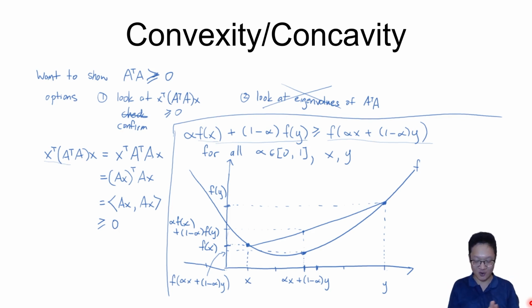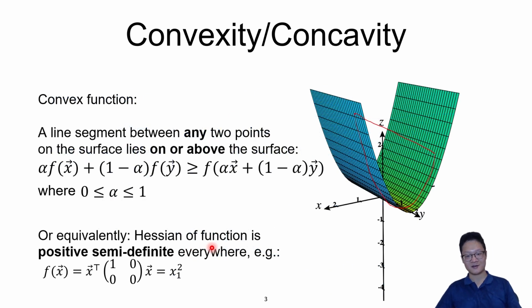Roughly speaking, this will always happen whenever you have a function that opens up. If you have a bowl-shaped function that opens up, you can always draw a line between any 2 points on the function, and that line will lie above the function. Of course, this applies to multivariable functions as well. Coming back to this example, I can pick any 2 points on the surface, and if I draw a line between them, the line is above the function. That's exactly what this math is saying. Whenever this happens, the function is called a convex function.